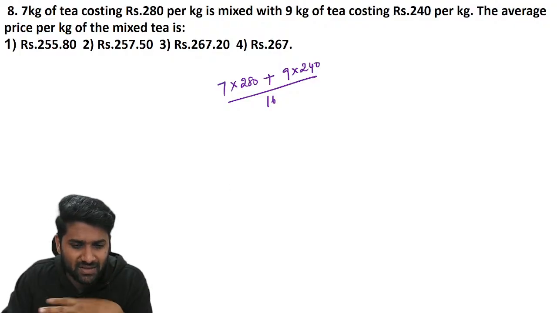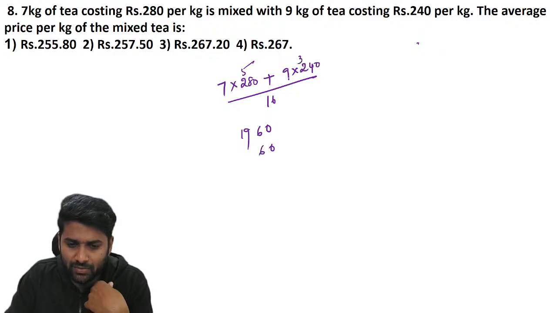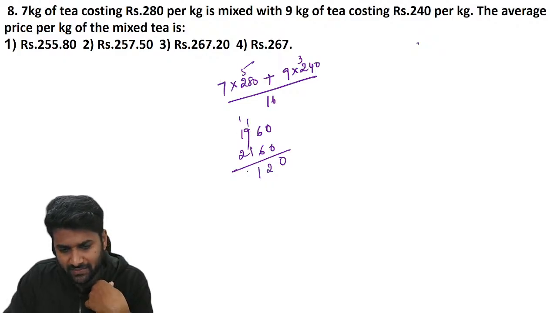Is it clear? Further simplification, see 280 is multiplied with 7 times 0. 7 into 8, 56. It's pure calculation. 7 into 2, 14. It's a 1960. 0. 9 into 4, 36. 3 carry over. 9 into 2, 18. 18 plus 3, 21. So 0, 2 carry over. 9 plus 2 plus 1. And the value becomes 4120 must be divided by 16.